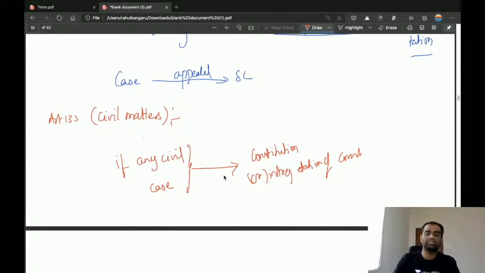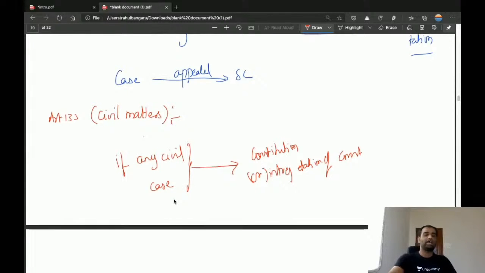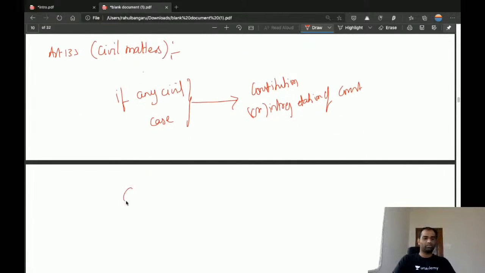Now, if any civil case involves a question of the constitution as well as interpretation of the constitution itself, that case can be appealed before the Supreme Court.